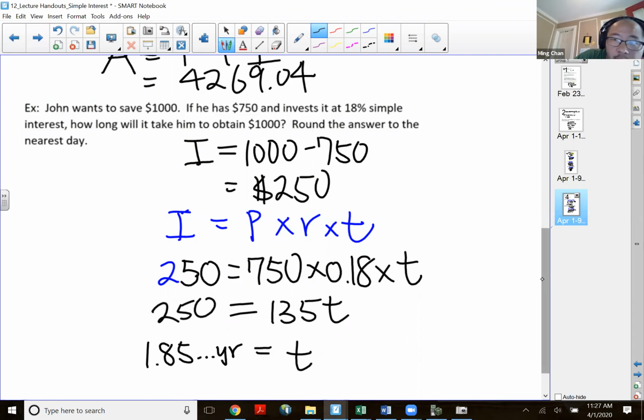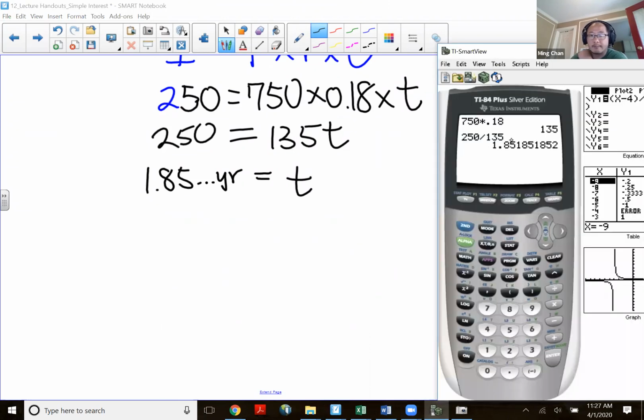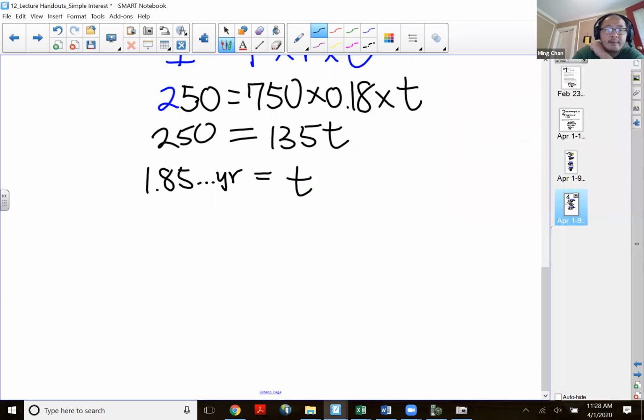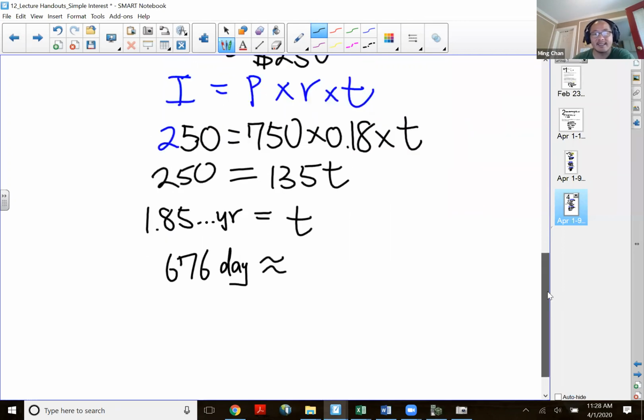The question wants me to round to the nearest day, so I'm going to take all these decimals on my calculator and multiply by 365 and round to the nearest day. That will take about 676 days. It would take about 676 days to actually earn $250. Kind of depressing to think about it. God, you take that long just to earn $250? Yes, in a way, it does.